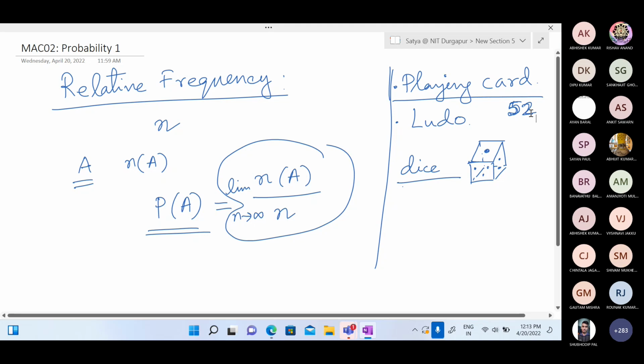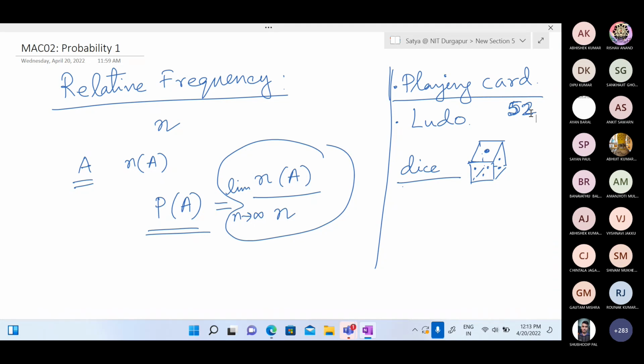So in a pack the standard is always 52 cards, and suppose these 52 cards are numbered 1 to 52. Now if we randomly choose one card after shuffling, what is the probability that this card is 1?